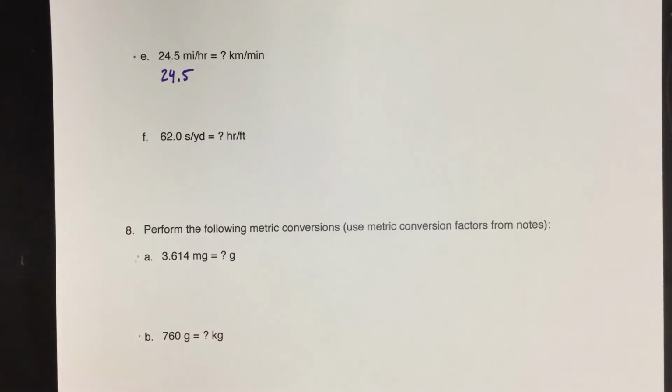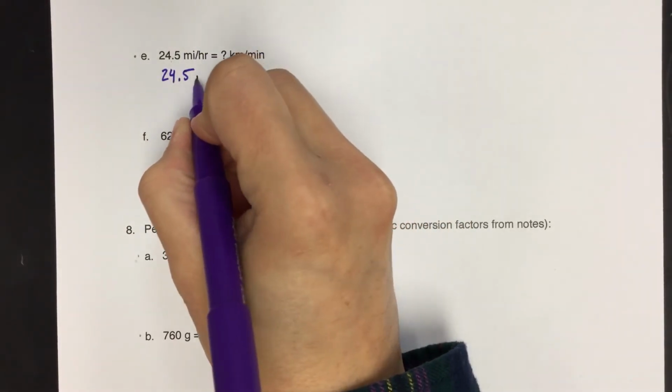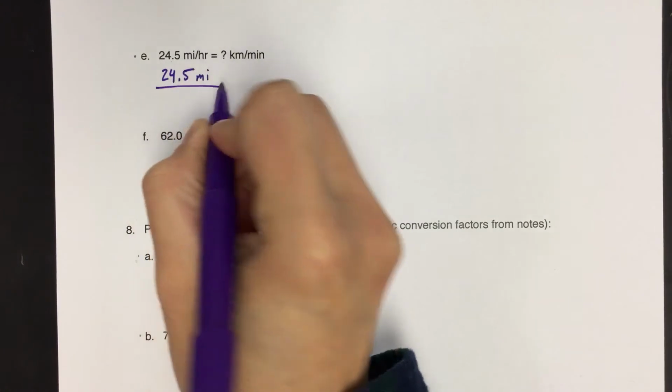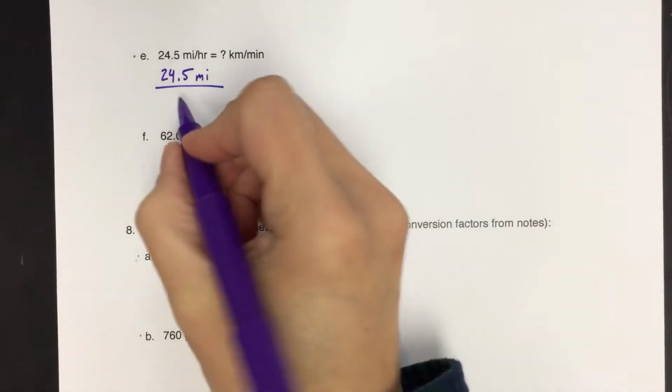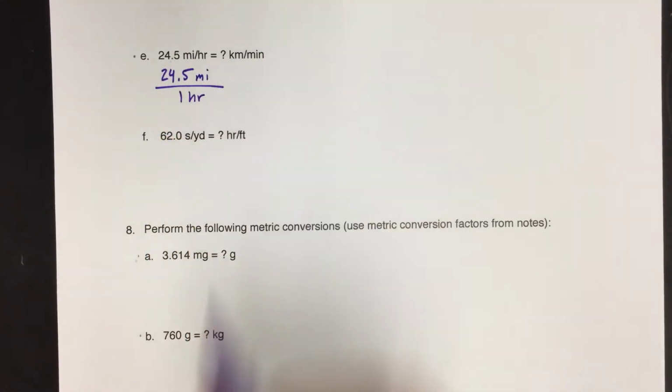And when we're starting out this problem, the way you can write it to help you is to write this as 24.5 miles per. What this really means is it's 24.5 miles per 1 hour. So we can write it that way with miles on the top and hours on the bottom, and that will help you when you're canceling out your units.